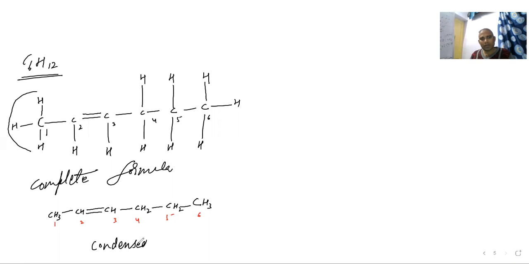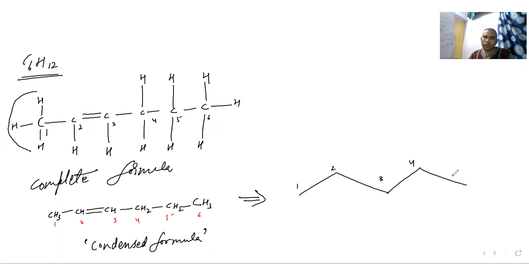This is the condensed formula. Can you understand, Janab, this one? Yes, sir. Now we are going for bond line. So 6 carbons are there, so we are representing a zigzag line. Okay, so here is 1, this is 2, 3, 4, this is 5, and here is going to be 6.